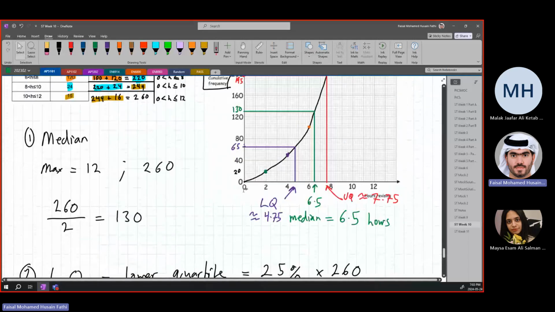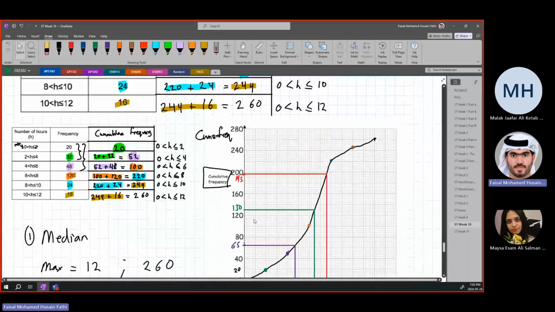That's how you would be able to analyze or look at a cumulative frequency graph and get the values from it.